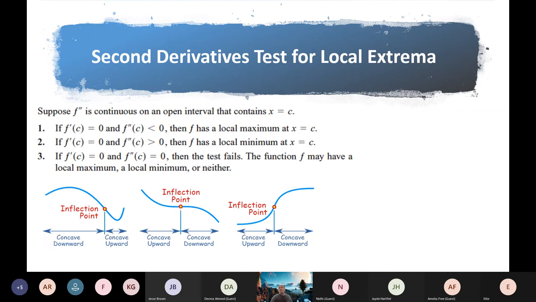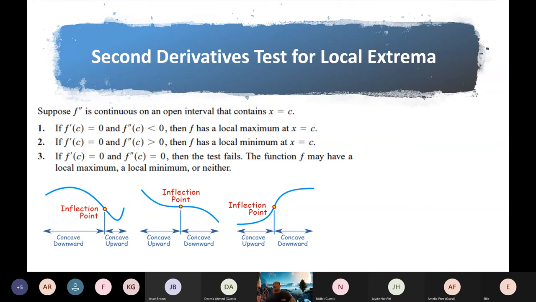So let's have a look at this graph. So we have three inflection points. Basically, at these three points, the second derivative is 0. But in the first graph, in this first graph on the left, what is the sign of the first derivative? Is it positive or negative?